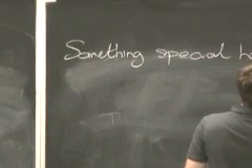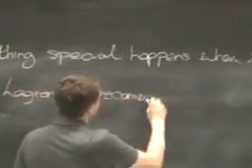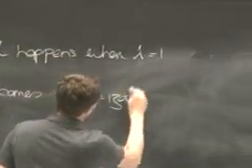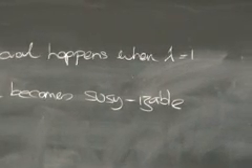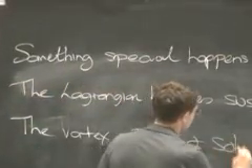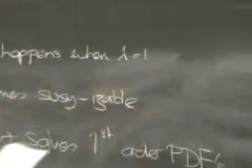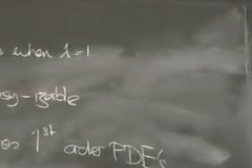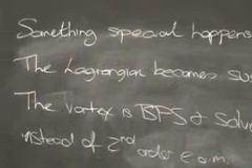Something special happens when lambda is equal to 1. The Lagrangian becomes supersymmetrizable. And what's more, the vortex is BPS, and solves first order PDEs instead of second order equations of motion.